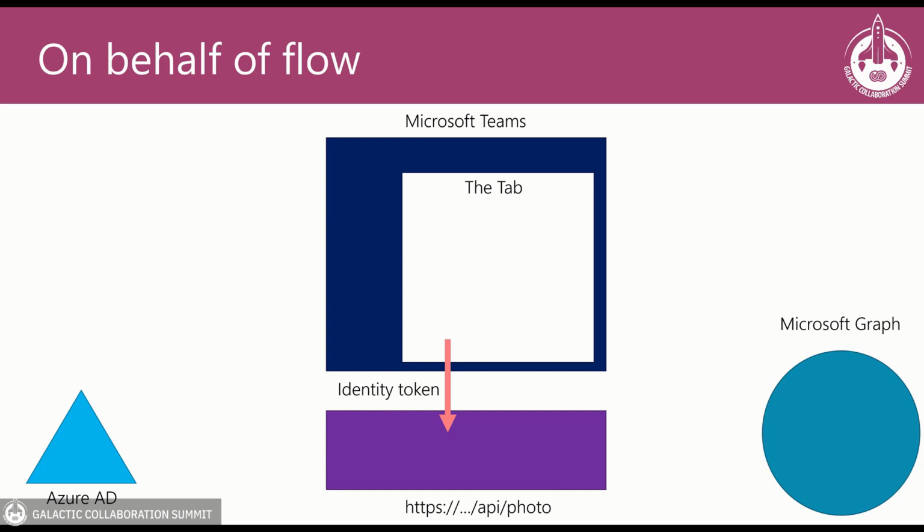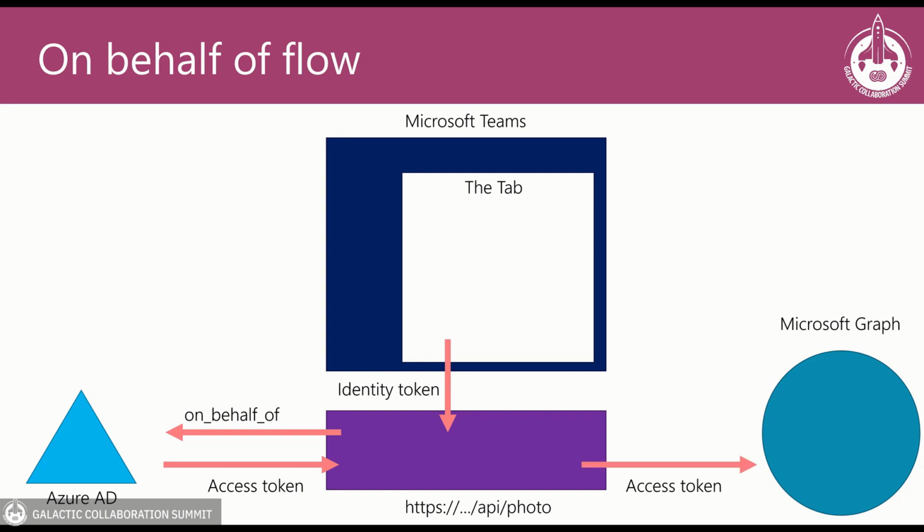If it's not verified, I send an access denied. Then I call into Azure AD, using the on behalf of flow, sending my identity token with the set of scopes that I want to have access to. And if everything is successful, I will get an access token back from Azure AD. I can then take this access token and pass it into Microsoft Graph in this case, if that was the scope and resource I requested. And if everything works okay there, I will then get the result back, in this case a photo, the photo of the user. And then I pass that photo back to the tab.